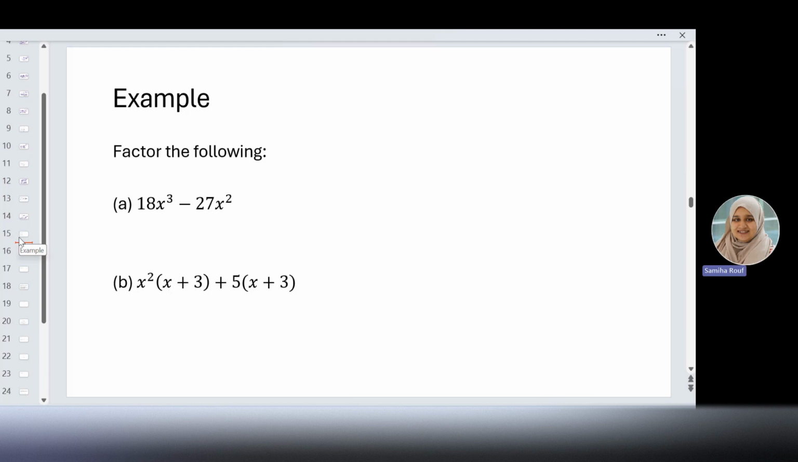All right, so let's try to factor each of these. Well, again, let's look at the numbers. We have 18 here, and then we have negative 27.